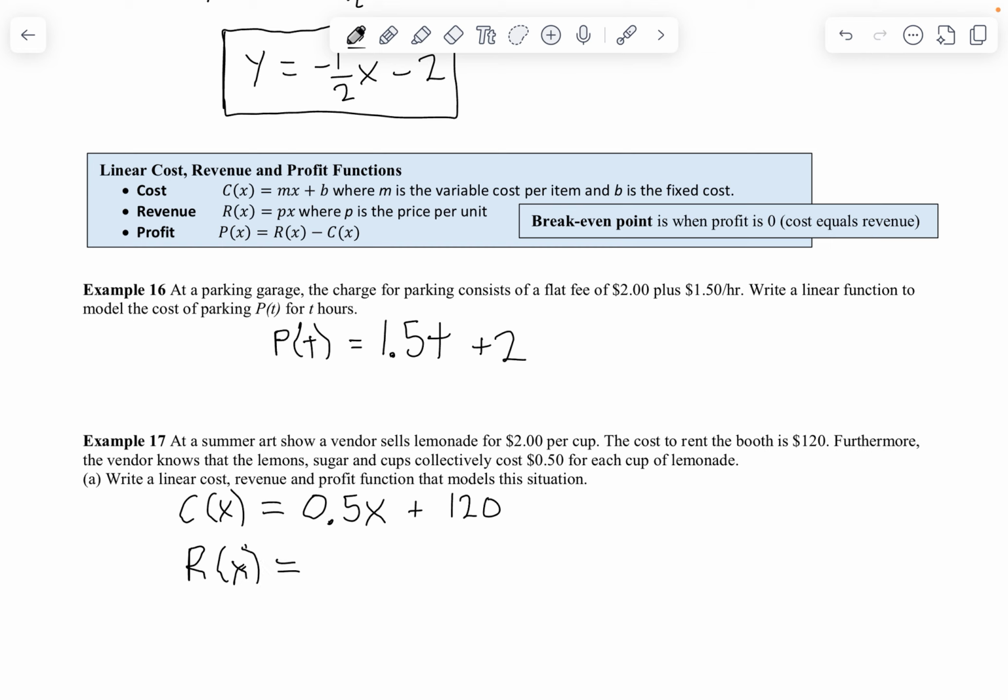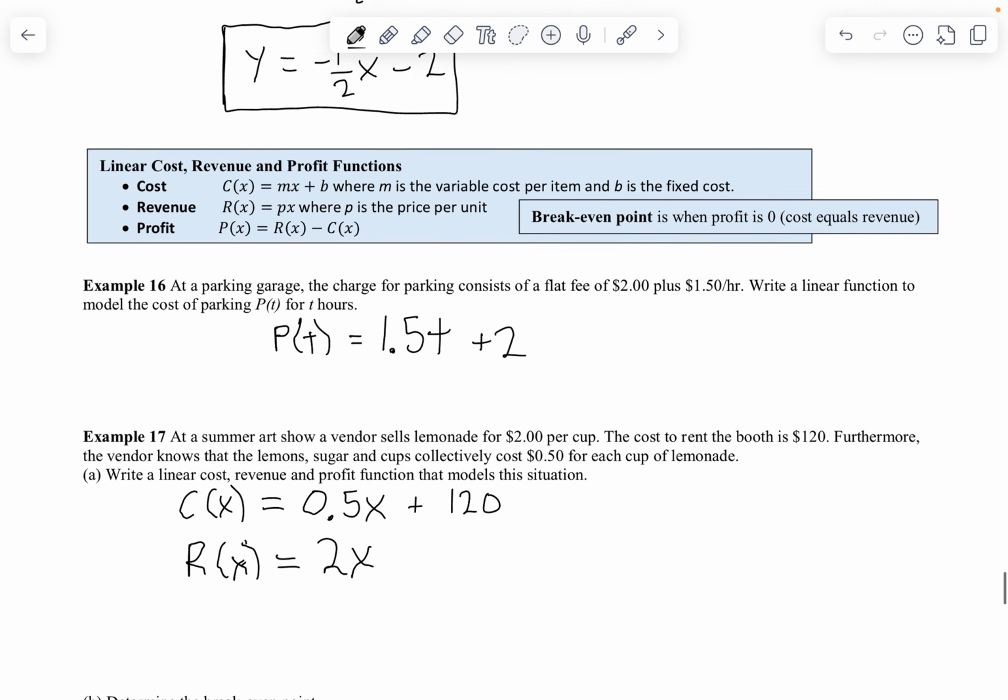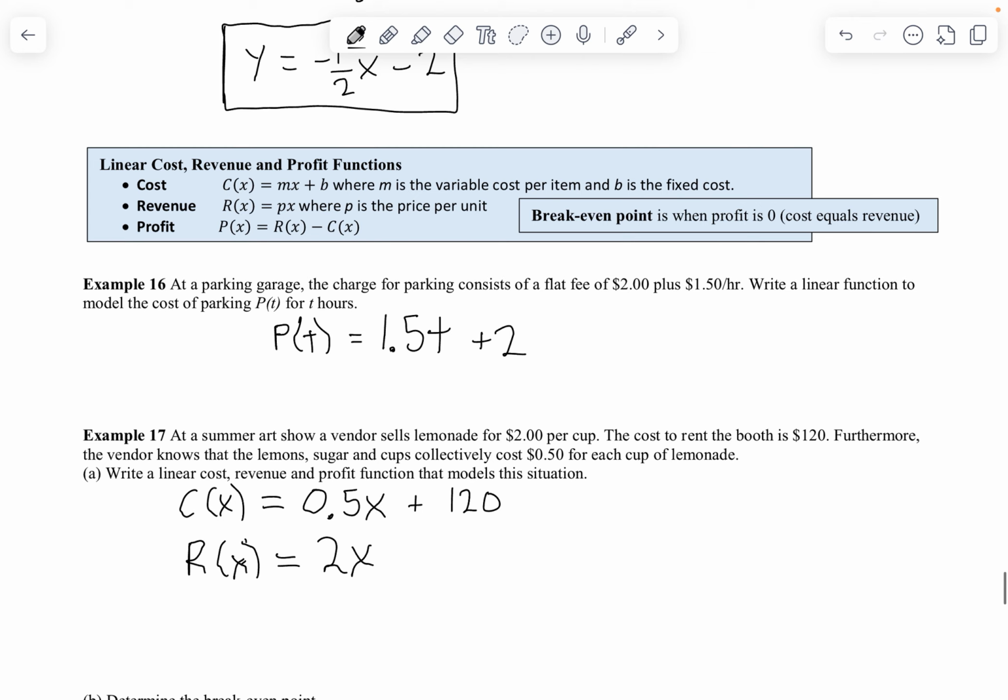And this is the money we get from selling the lemonade, right? They sell the lemonade for $2 per cup. So the revenue would be $2 per cup times the number of cups of lemonade. Okay. Then the profit.